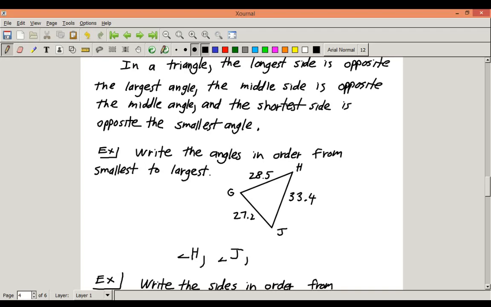Okay, now let's find the largest angle. If you want to find the largest angle, you got to find the longest side first. The longest side there is 33.4. That's across from angle G, so angle G will be the largest angle. That's all you got to do. Just understand that the longest side is across from the greatest angle, the middle side is across from the middle angle, and the shortest side is across from the smallest angle. Easy to remember that.